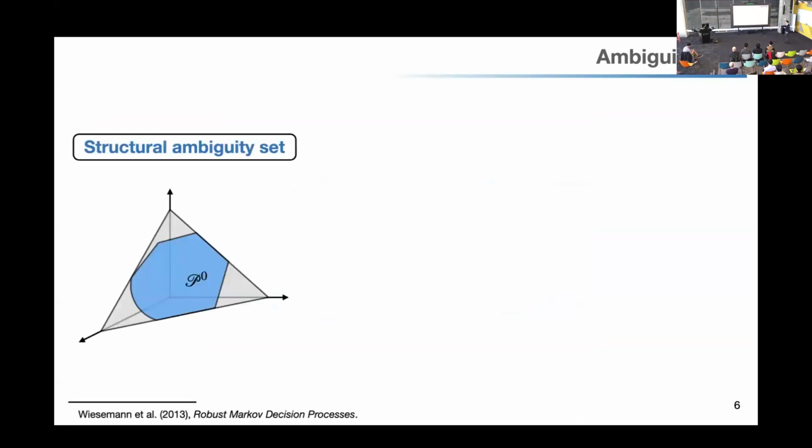The first one is the construction of an ambiguity set. And let me on this slide just give you a high-level overview first of my approach, and then I will elaborate on the next slides.